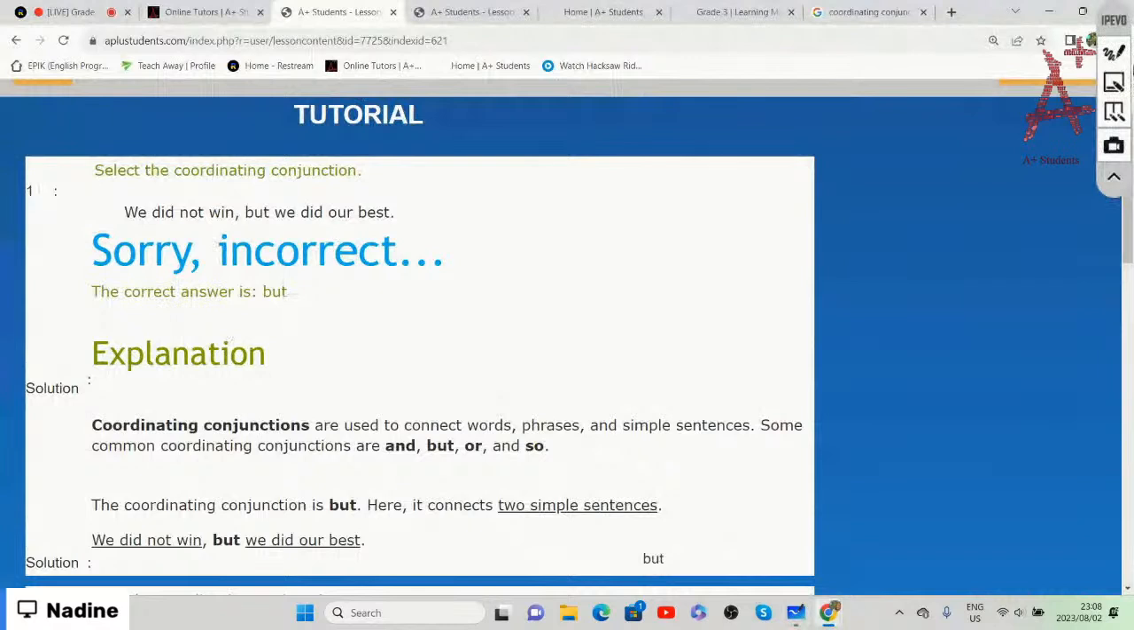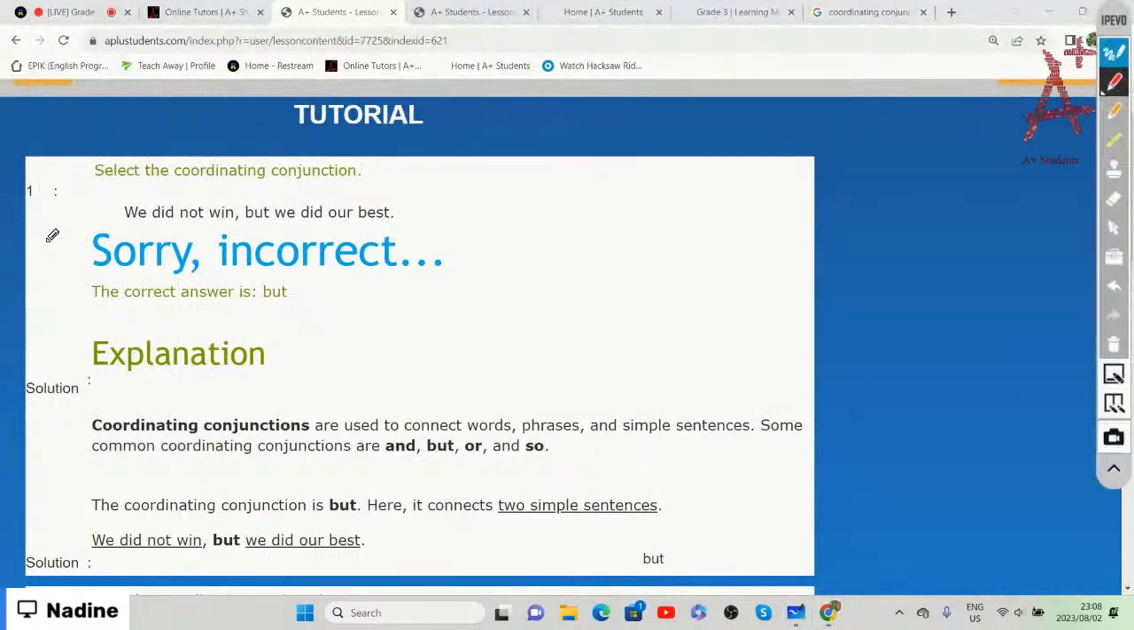So if we go back to our very first sentence that we had to select the coordinating conjunction from, we said that the coordinating conjunction is but, right? So it means these are two simple sentences that are joined by the coordinating conjunction but, which is we did not win, but we did our best.